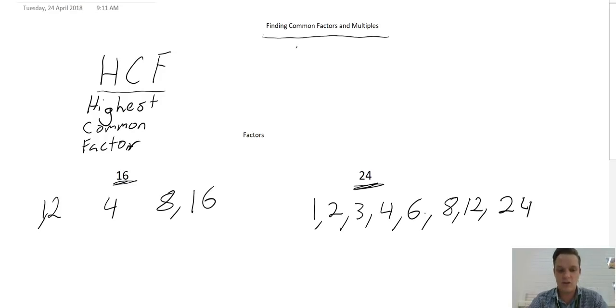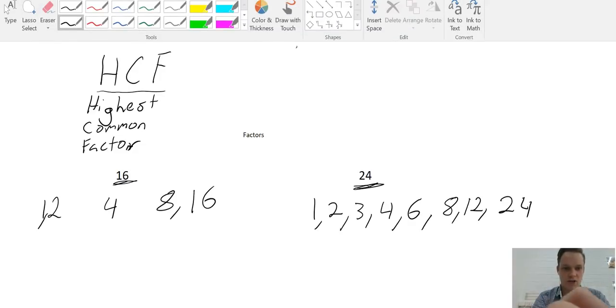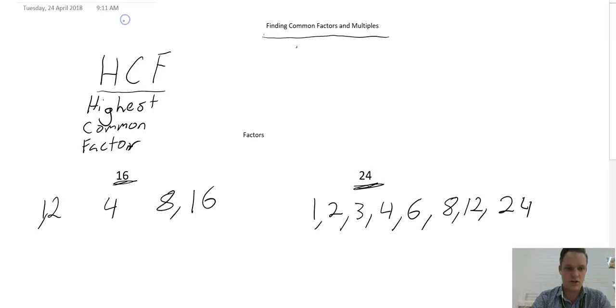So now we need to start looking at our common factors. What I'm going to do is start doing it in a different color. So I'm going to put a circle around my common factors. Common factors are the factors you can see in both the numbers. So I know that 1 is in both. I know 2 is in both. I know 4 is in both.